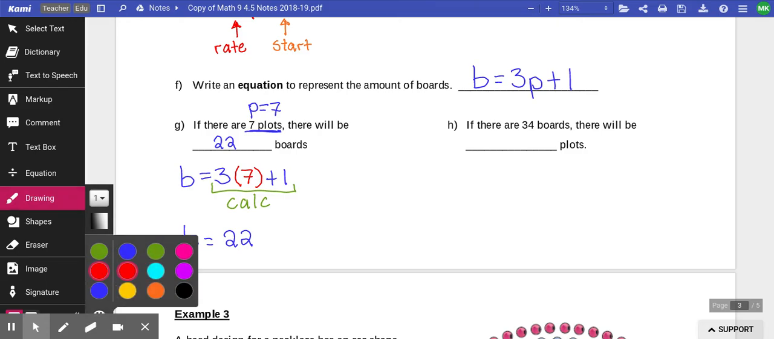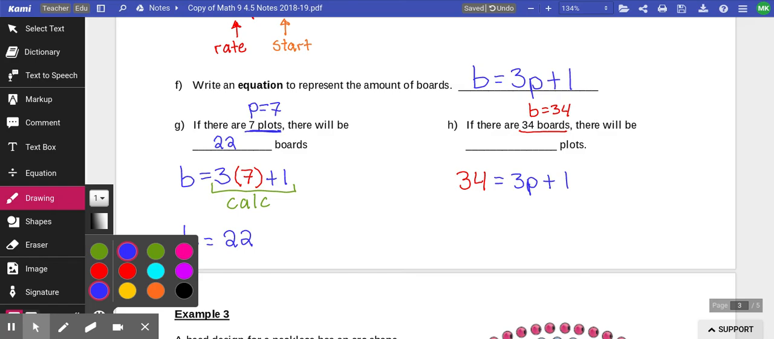So when you read the question, they should give you one variable. In this case, they said 34 boards. So they told you b equals 34. So you go back to the equation you built and you change the letter b to be 34, and everything else stays the same. So we have 34 equals 3p plus 1. Now your goal is to solve for p.